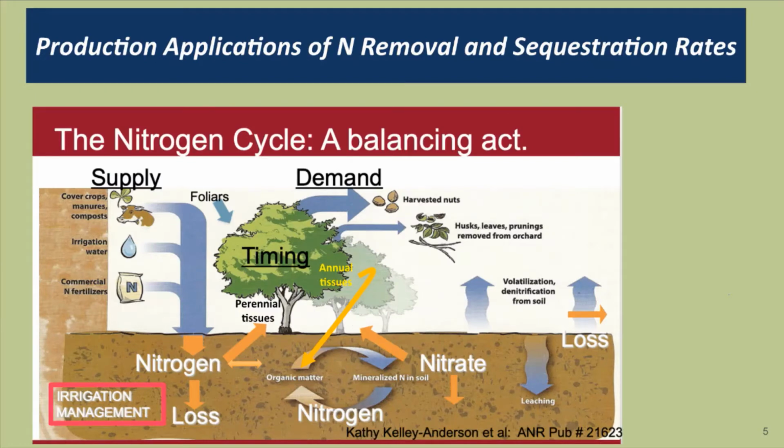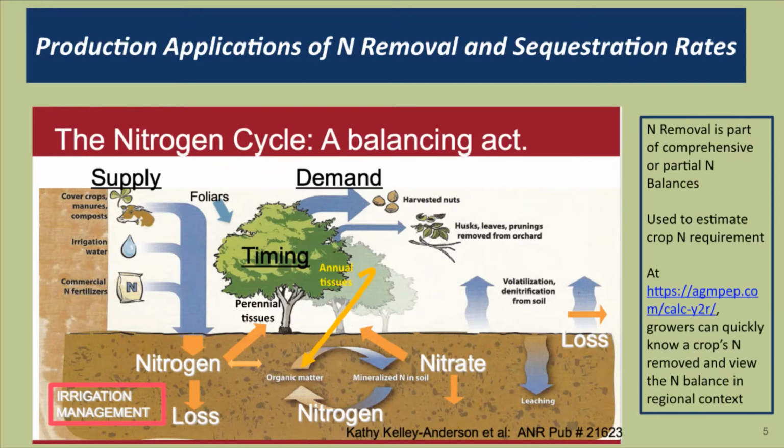The production applications of N removal, I think everybody's even more familiar with. It's primarily used in N management planning. It's just part of comprehensive or partial N balances that are used to decide how much fertilizer to apply, how much is needed. And there's a reference tool where you can find these N removal rates if you don't know them for your crop.